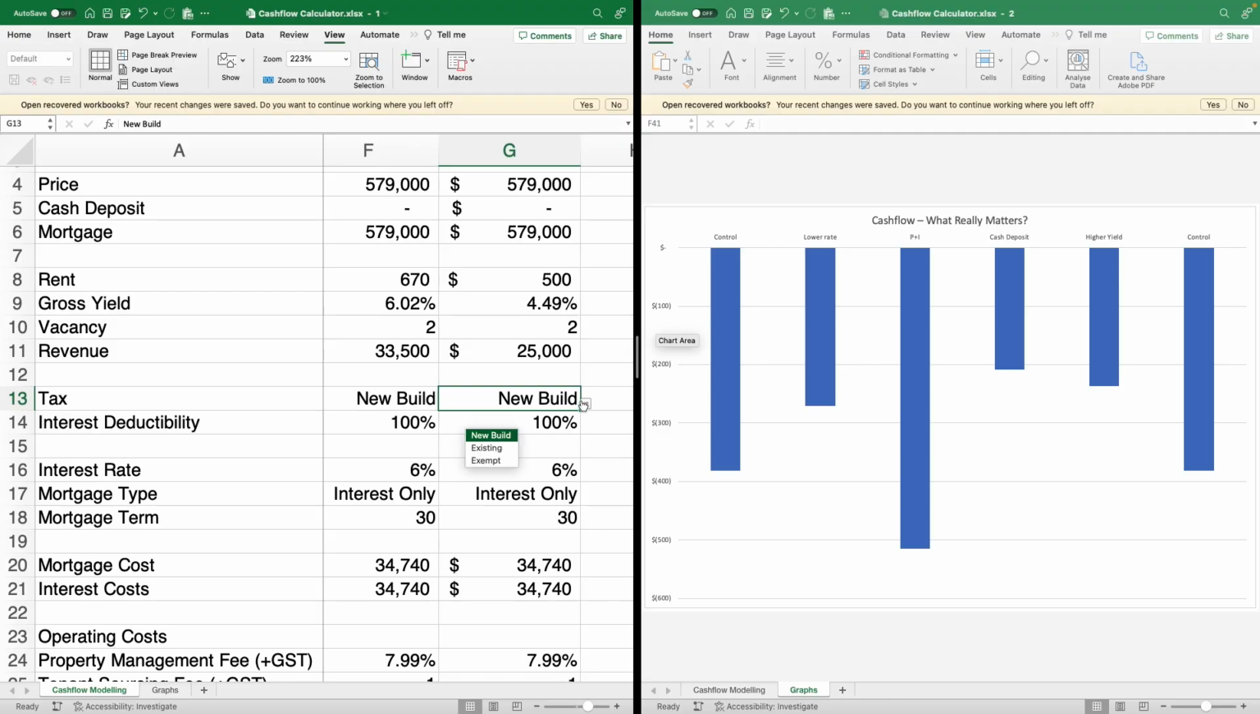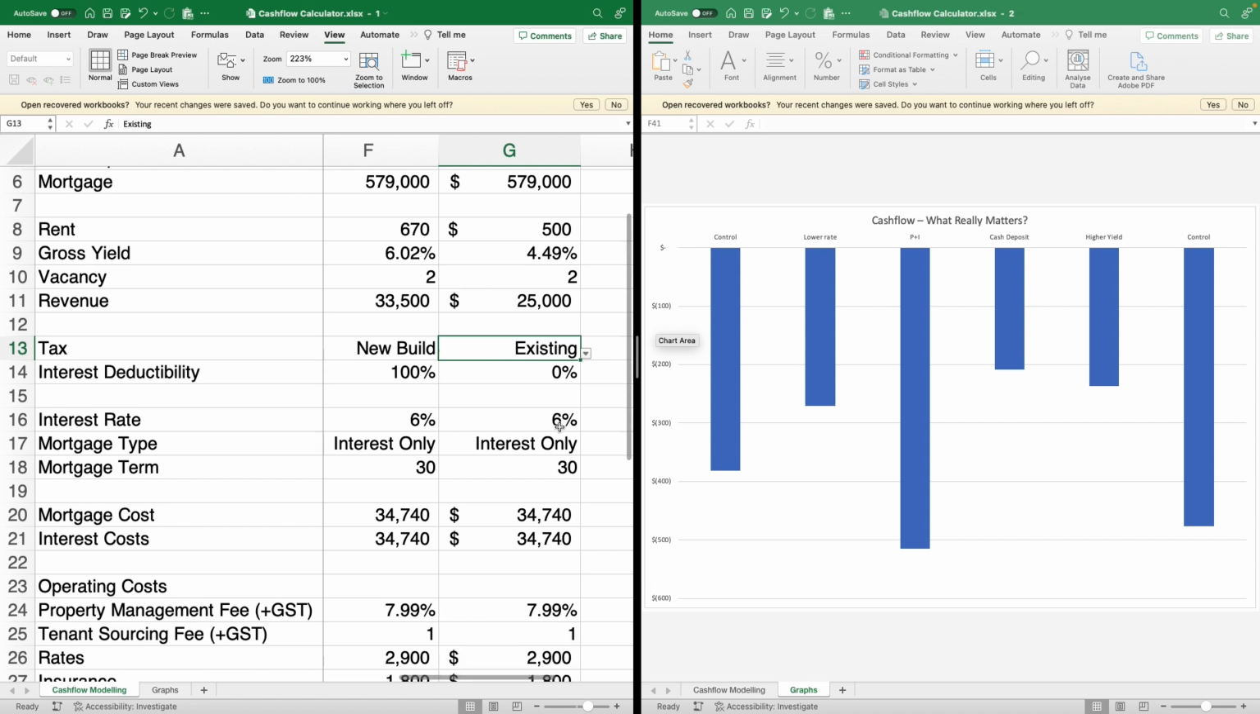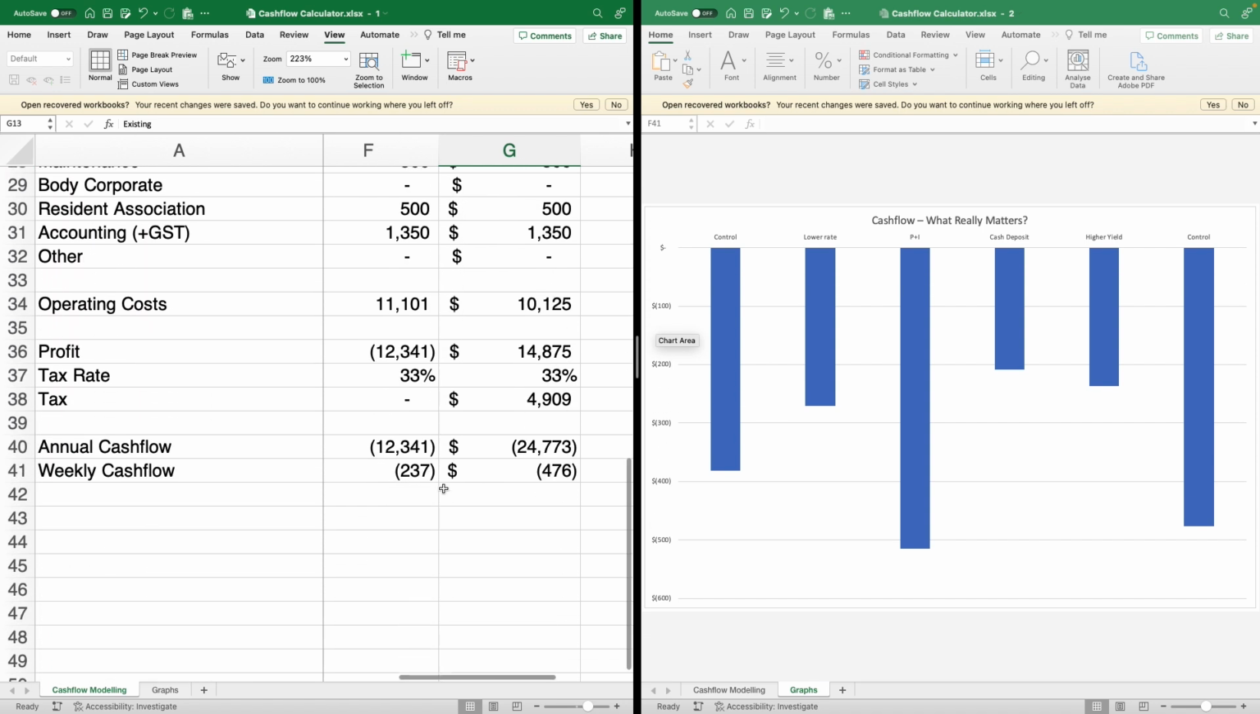Now, the last factor that I really want to look at, though, Andrew, is the type of property and how it's taxed. So why don't we change the last one to an existing property? Okay, so if we change this to an existing property, therefore there is no interest deductibility. Now your contributions have gone up to $476 per week. Now you might be thinking, how the hell did my payments go up despite the fact that none of my costs have?